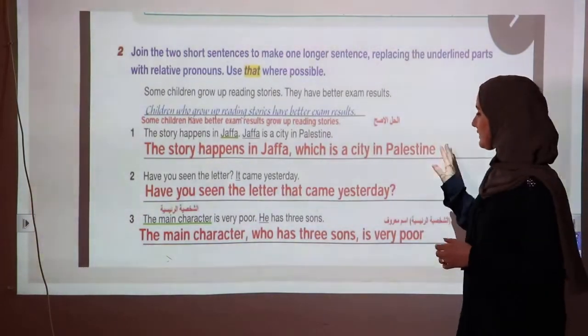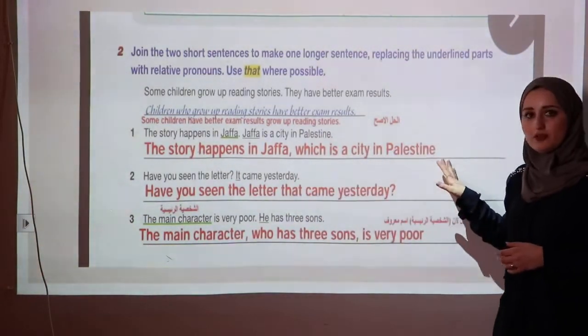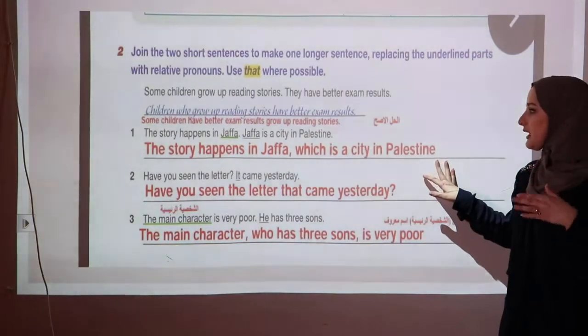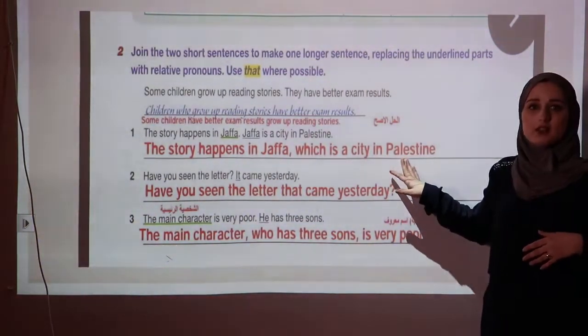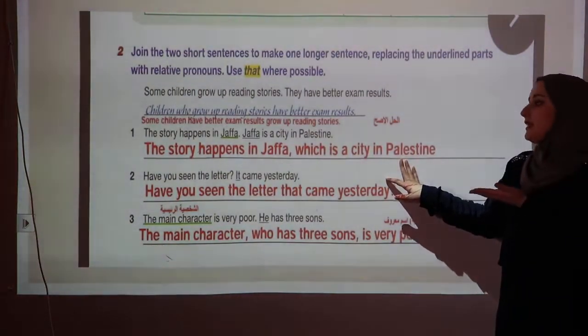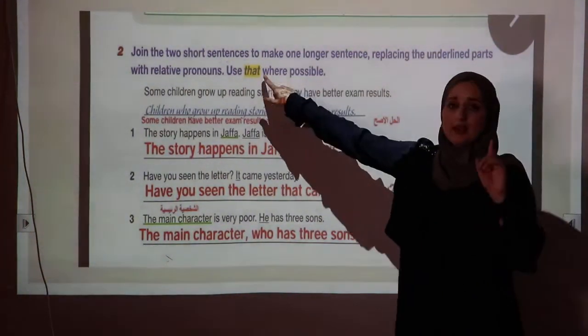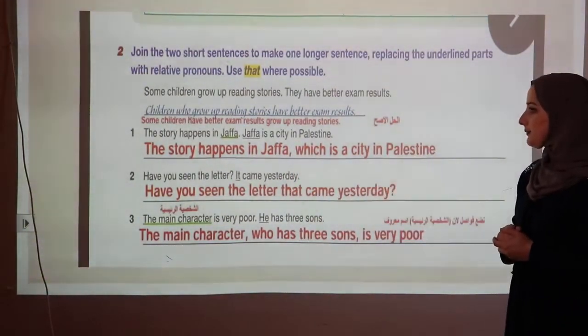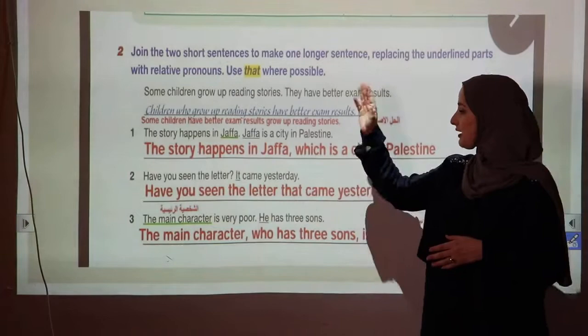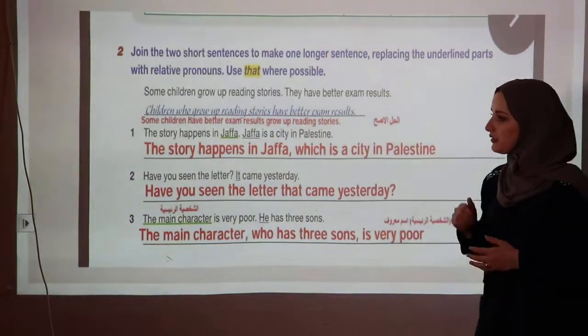First of all, as you notice, this is an extra piece of information. It gives an additional piece of information, so it is non-defining. Because it's non-defining, you can't use that, and you have to put a comma before the relative pronoun. The story happens in Jaffa, which is a city in Palestine, full stop.